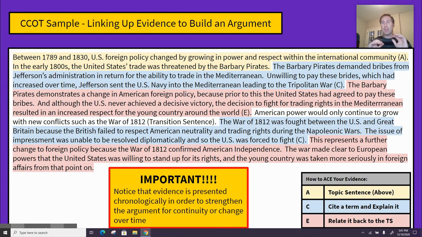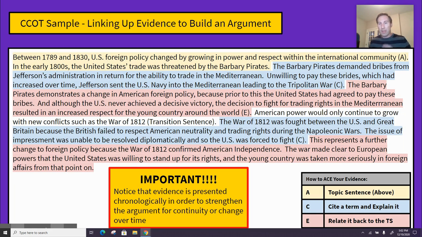And what you're going to notice here is I've started to link and chain together citations in order to make the strongest argument possible. And as I chain evidence together, I'm chaining it in chronological order to show that change over time. To show, hey, this is consistent throughout time.